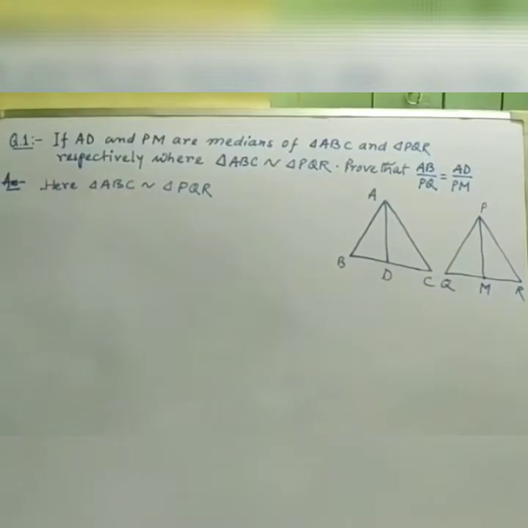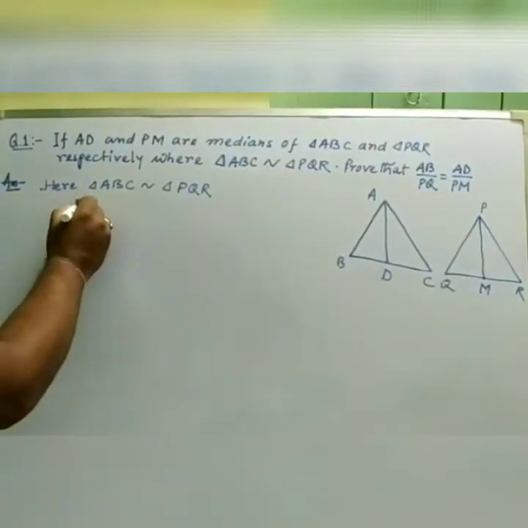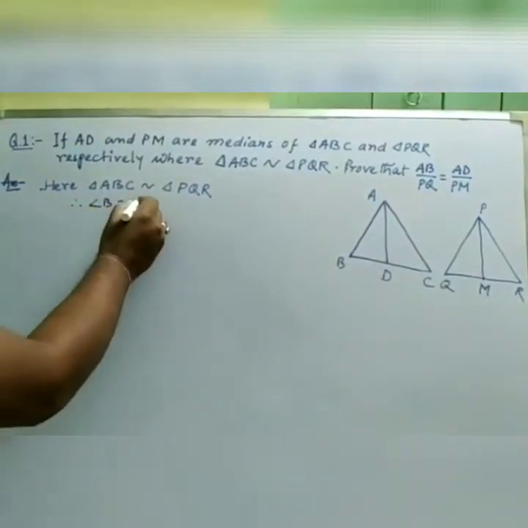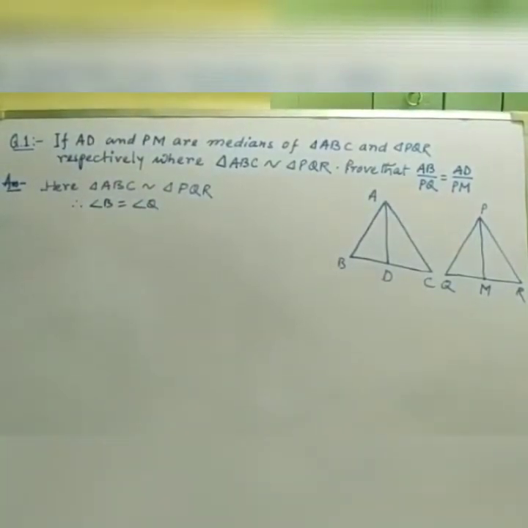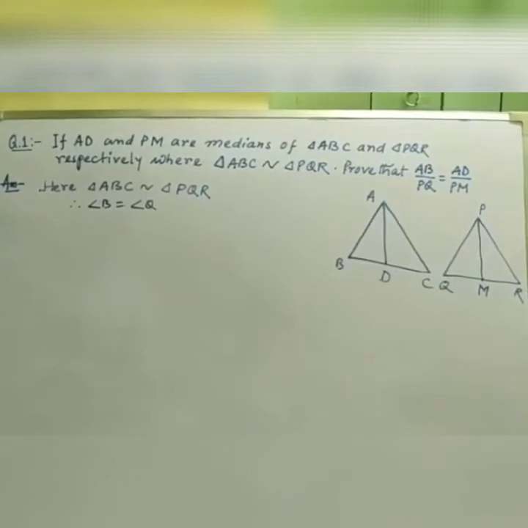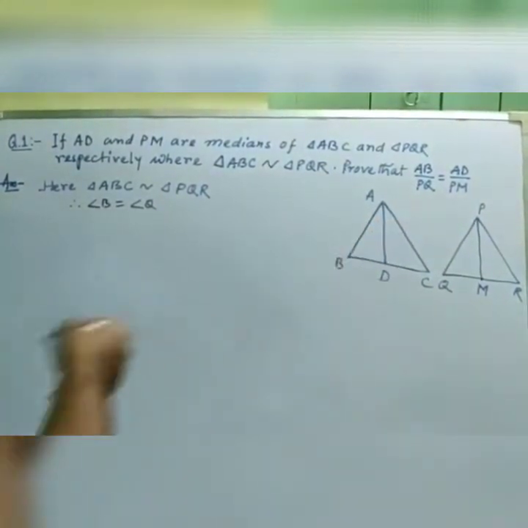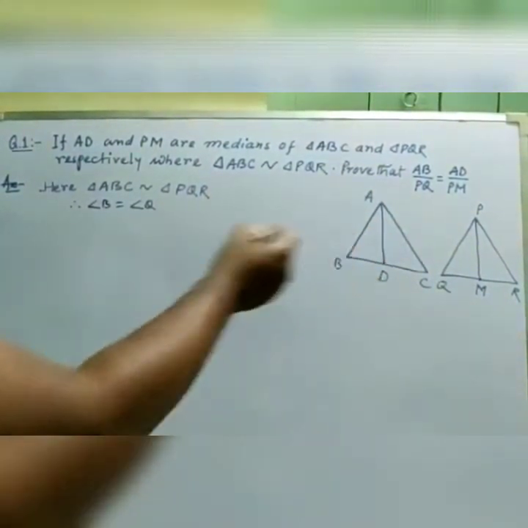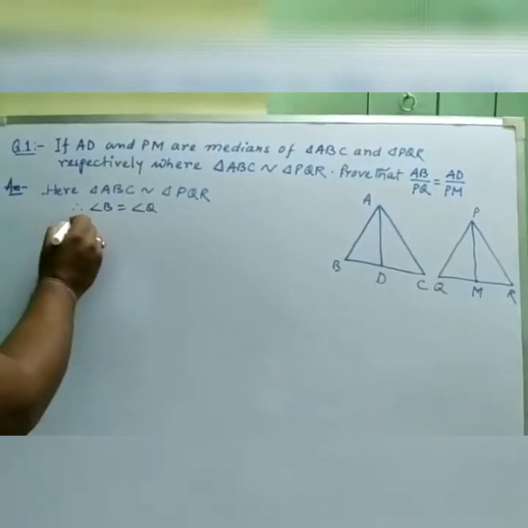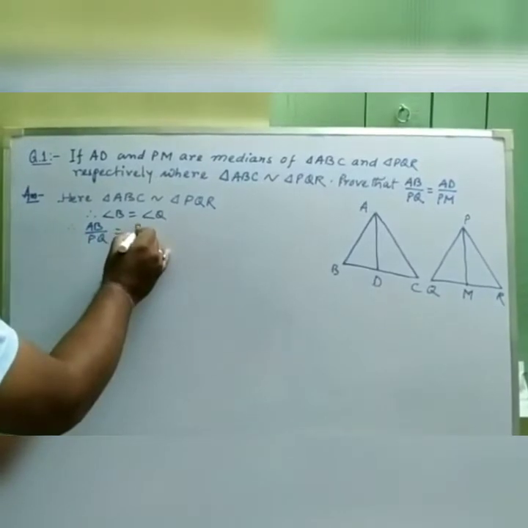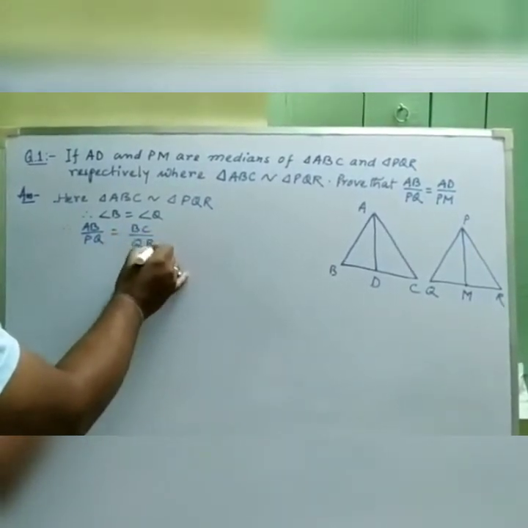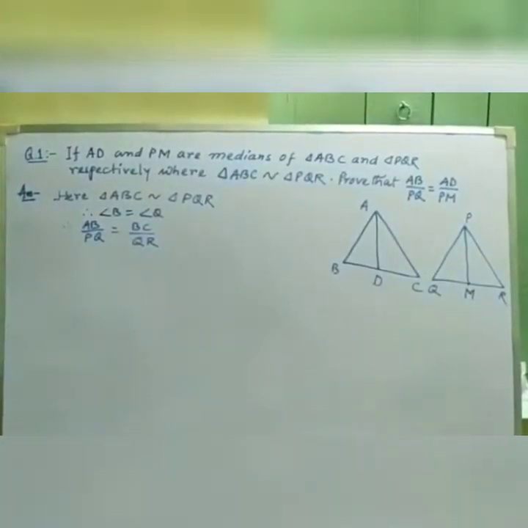Here it is given that both triangles are similar, and you know that if triangles are similar, then corresponding angles will be equal. So we can write angle B equals angle Q. We also get that the corresponding sides are proportional, that is AB and PQ, and BC and QR. Therefore, AB by PQ equals BC by QR, which we get from the similarity conditions.